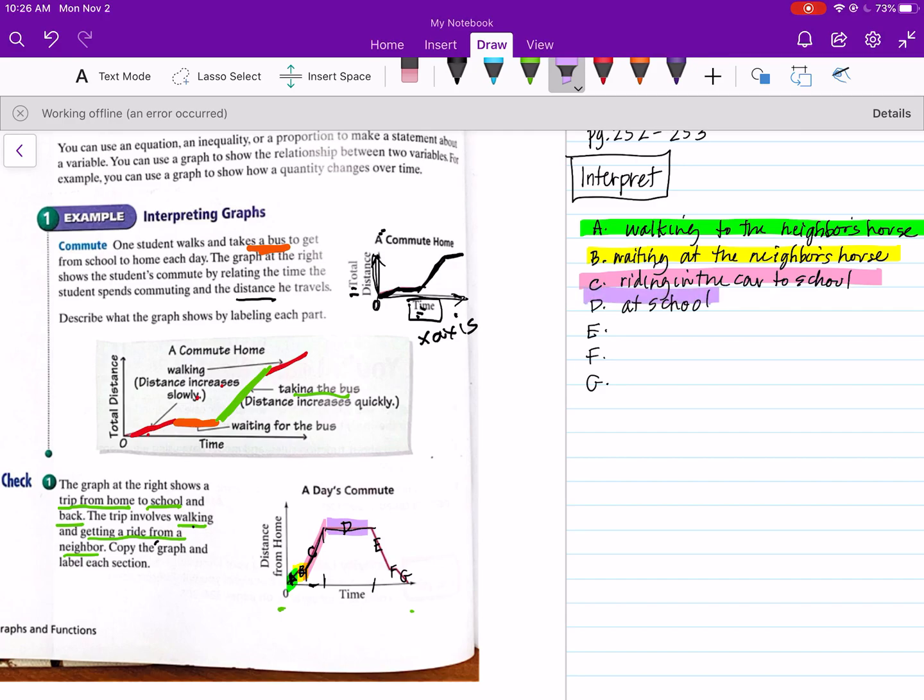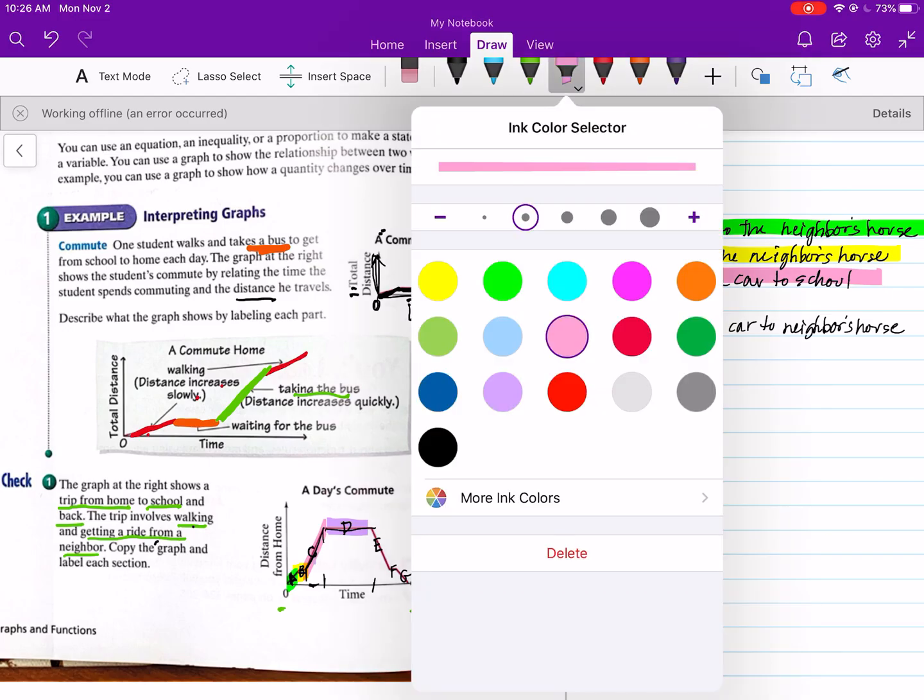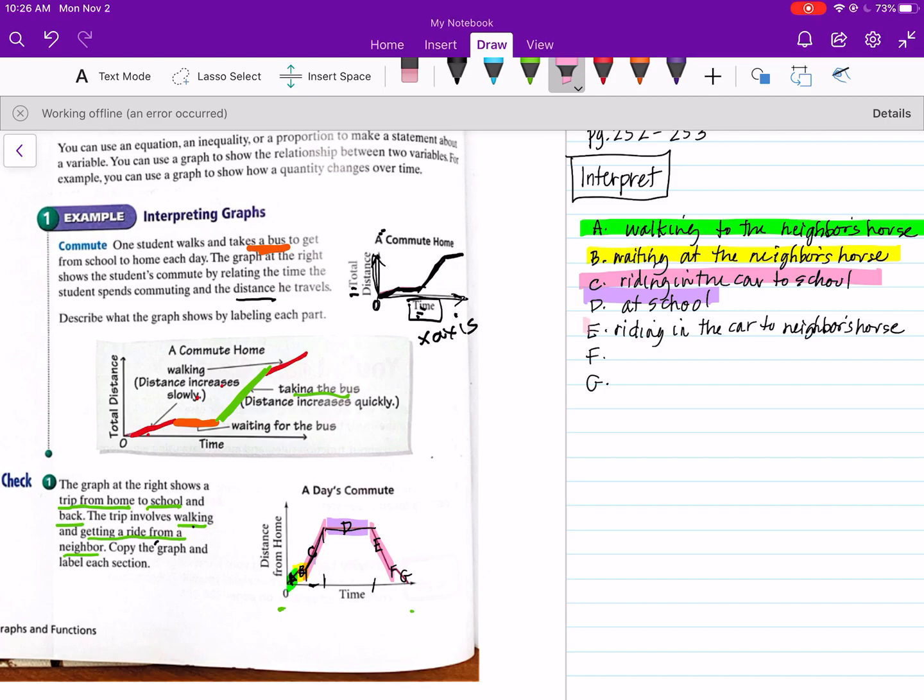Okay. Then you can see part E. It looks like they've got the return trip going on, and it looks the same as C, which would be riding in the car to the neighbor's house. So they're heading back, going back home. School is finished for the day. Woohoo, right? So we'll do that in pink and that in pink because it kind of matches.